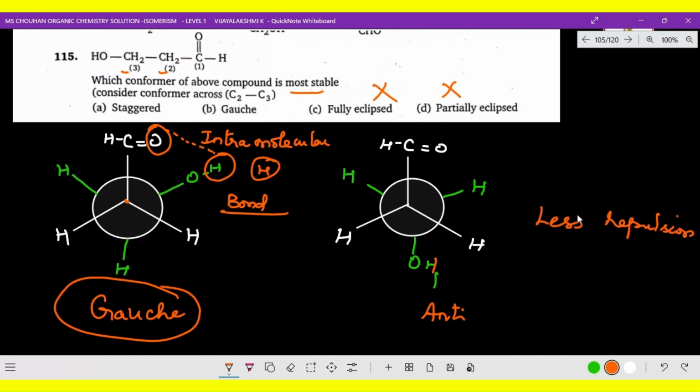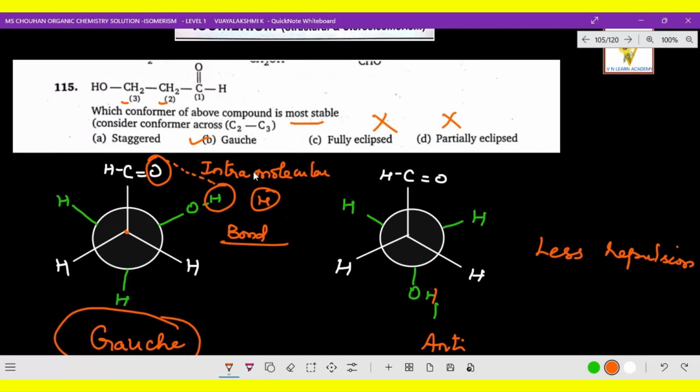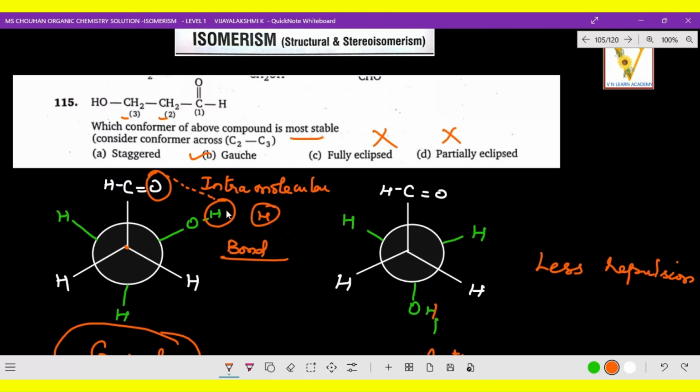So, which is the correct option? I wanted to bring it here. Option B, gauge conformation. It's stronger. Why? Because intramolecular hydrogen bonding you can identify over here in this molecule. Hope you got the clarity. How do we get that idea about this answer from this question? Come on, let's go to the next question.